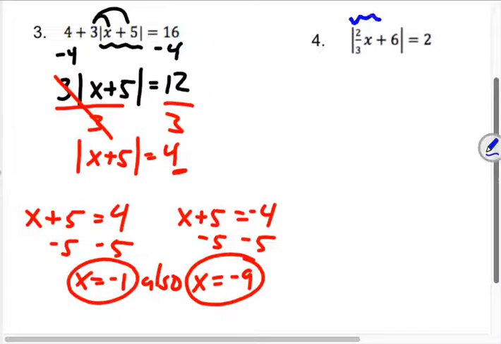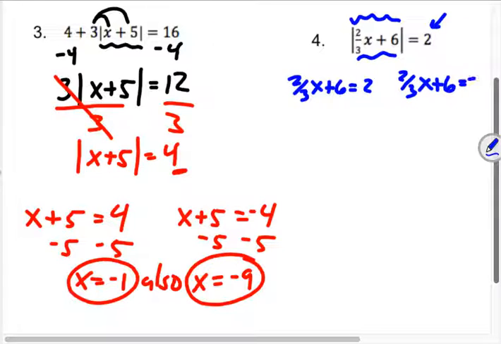The absolute value is already isolated. It's equal to a positive number, so we're going to get 2 answers here. It's not a no solution. I can say everything inside here, 2/3 x plus 6 equals 2. And I can also say 2/3 x plus 6 equals negative 2. And then these are the 2 equations we would solve.